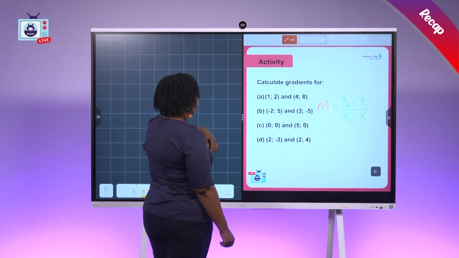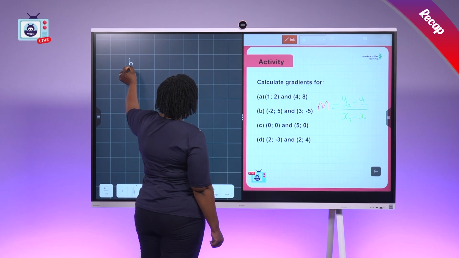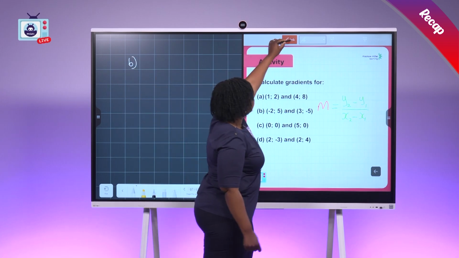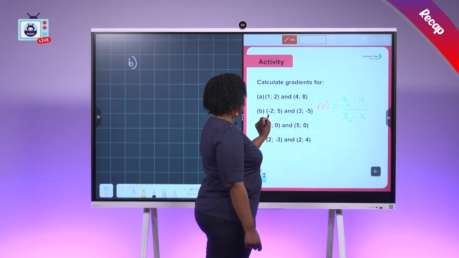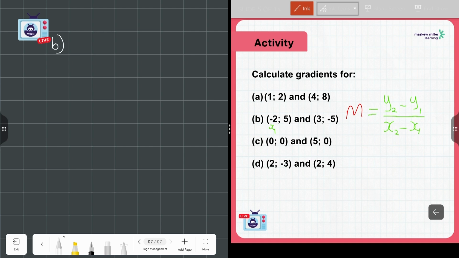With all these questions, we're going to do a similar thing, but let's try number B in a very quick way of writing it. So let's say I have my x1 to be negative 2 and my x2 to be 3, while my y1 is 5 and my y2 is negative 5, like that. So when I write my formula, m equals y2 minus y1 divided by x2 minus x1.